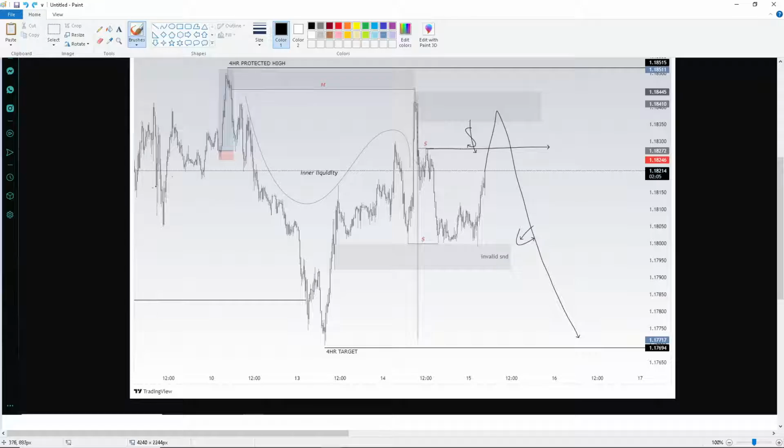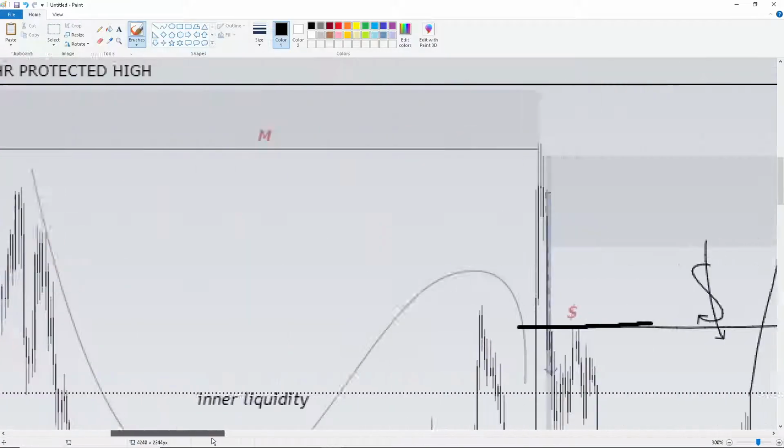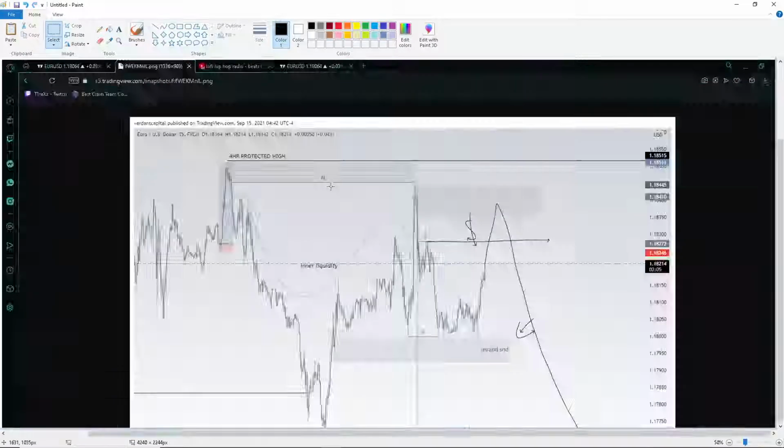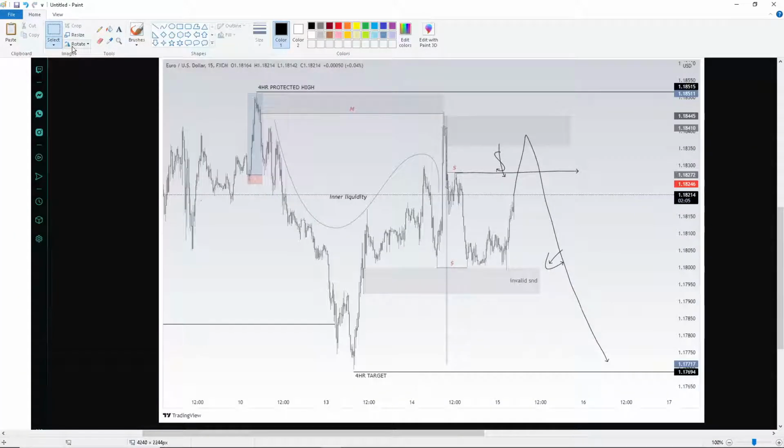But as this was happening, it left all these quadruple tops. I don't know how many tops there are, but let me check. You can see the first wick, second, third, fourth. There are many wicks. There's a lot of liquidity resting above here and above all these highs.